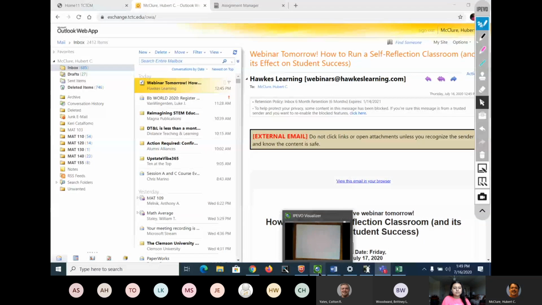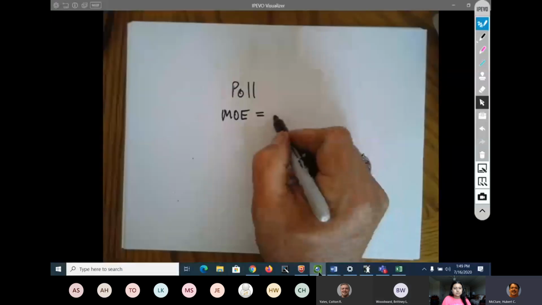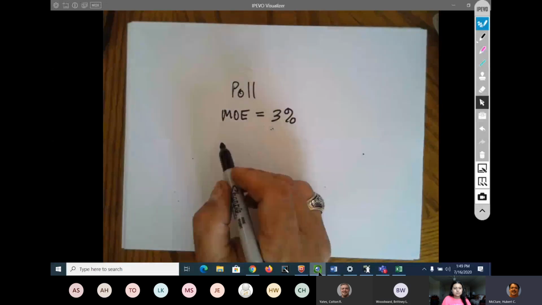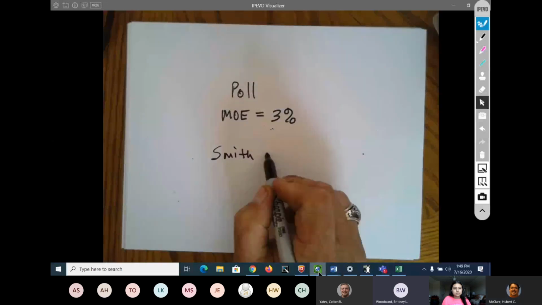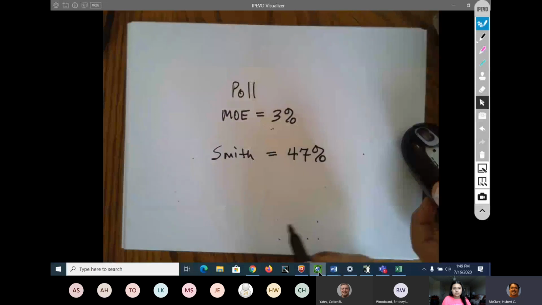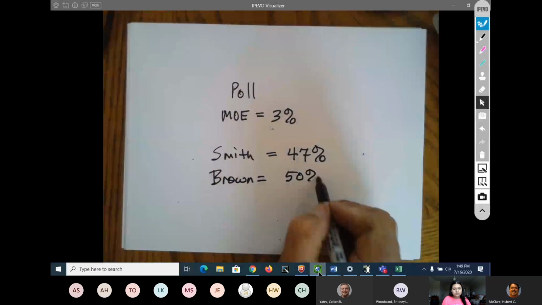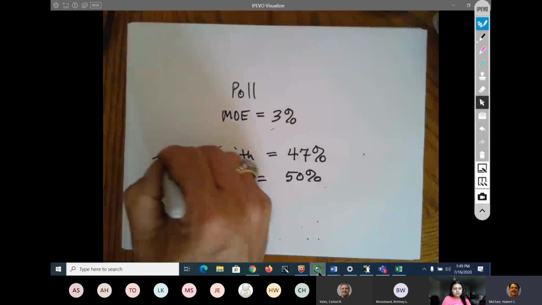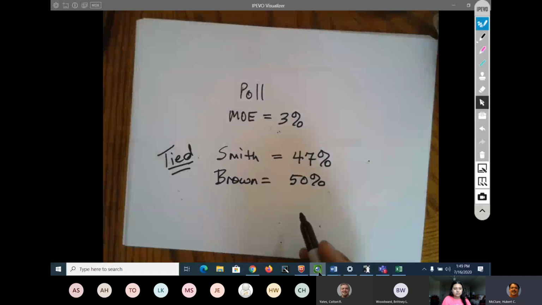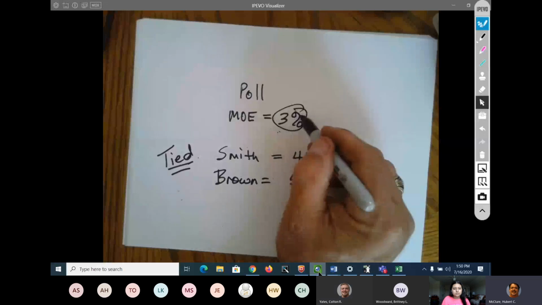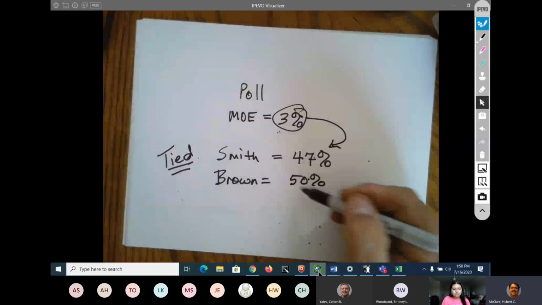If you look at a poll and it says margin of error is equal to 3%, all right, that means that the accuracy is going to be within 3 percentage points. So if you've got John Smith at 47%, and you've got Jane Brown at 50%, then statistically they're what? They're tied. Because what is the difference between 50 and 47? 3%. So that 3 percentage points covers the error in those 3% right here.